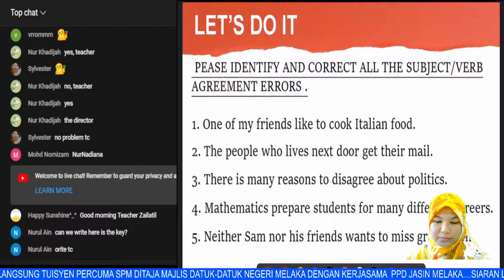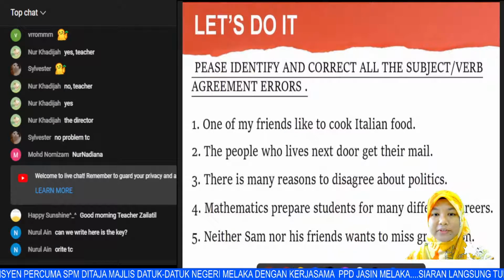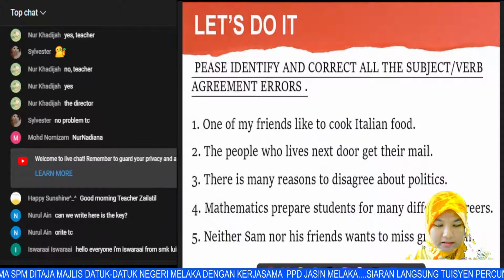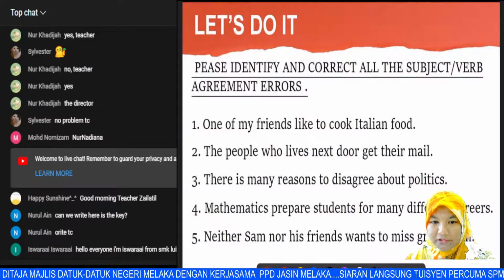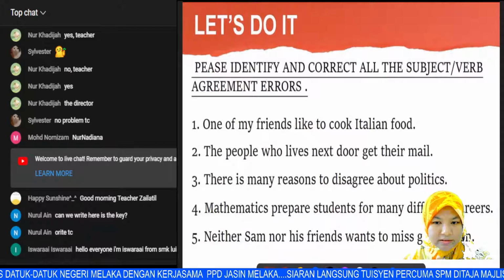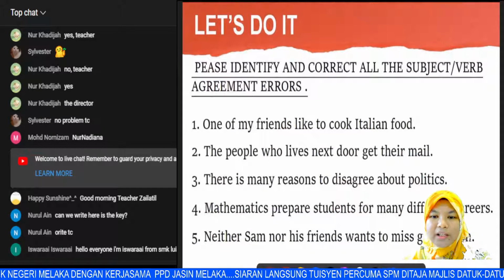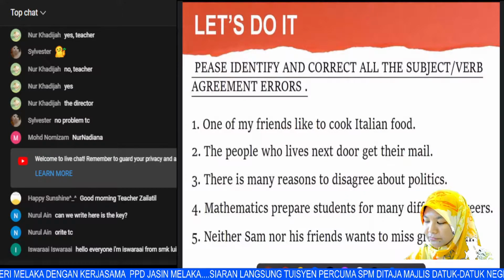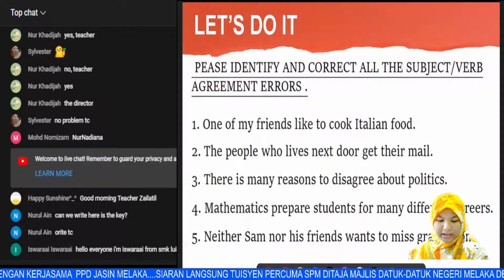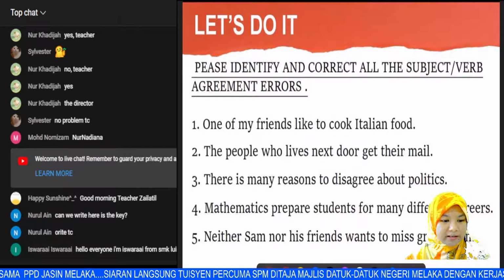There will be only 5. We will do it quickly because we don't really have time. Basically, you can just try to recall the rule that we have discussed earlier on, and then identify what's wrong with the sentence. Where is the error? Shall we start? Let's go to the first sentence.